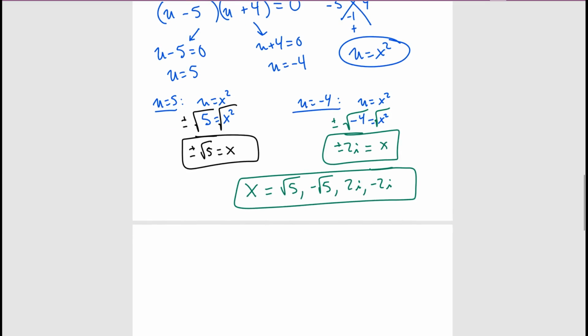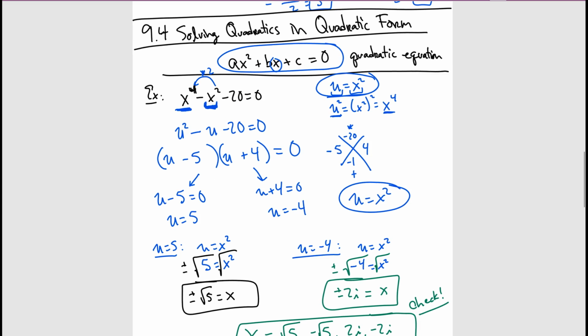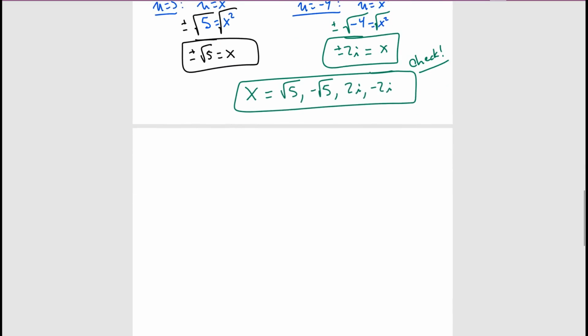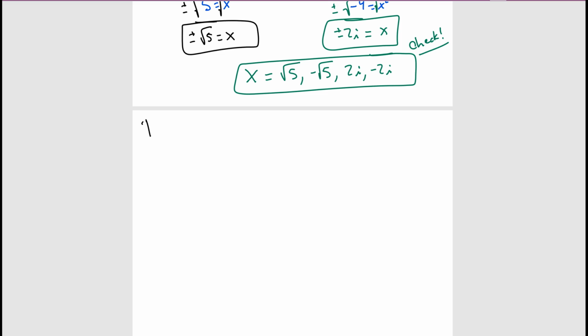To really make sure, you should always plug them in and check. To save a little bit of time, we won't check them, but always check them back into the original. So what is the thing that you want to do? Let's label a couple of steps so that we can have a little recipe. To solve quadratics in quadratic form.